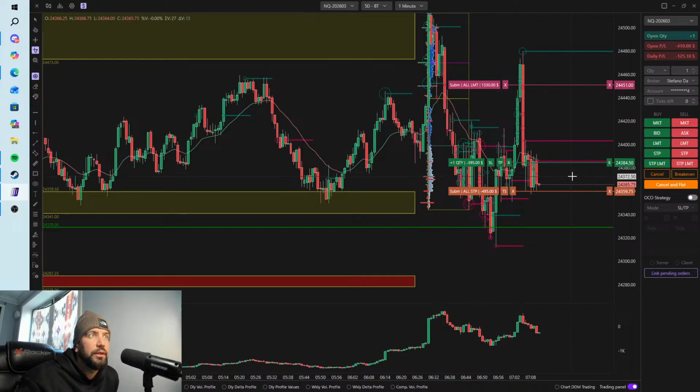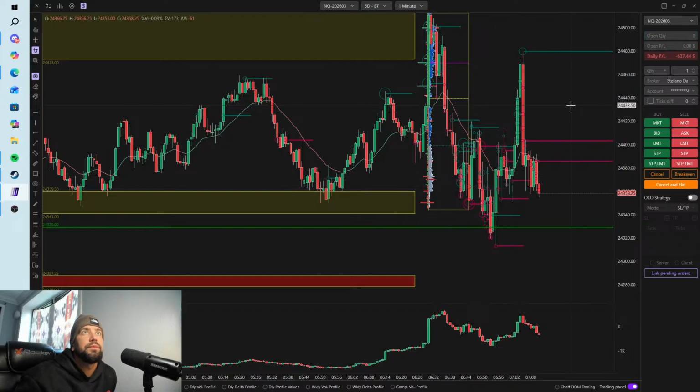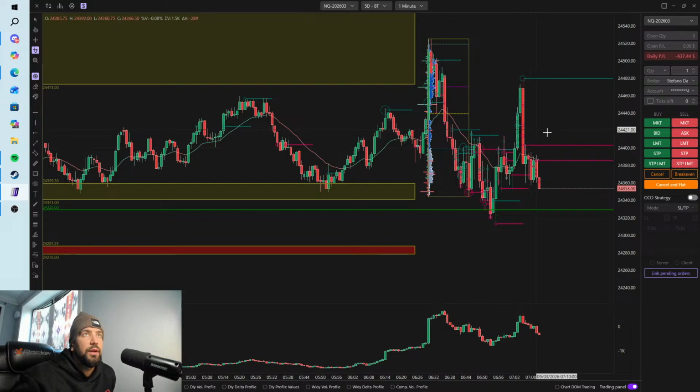Yeah, there's no point in being in this trade. So that's why I'd want to be out of this trade. As soon as we close back below there, yep, this starts to tank down. This is off the POC coming down.